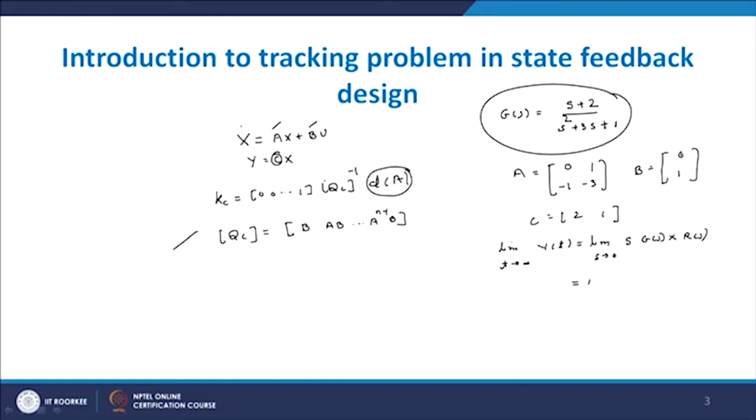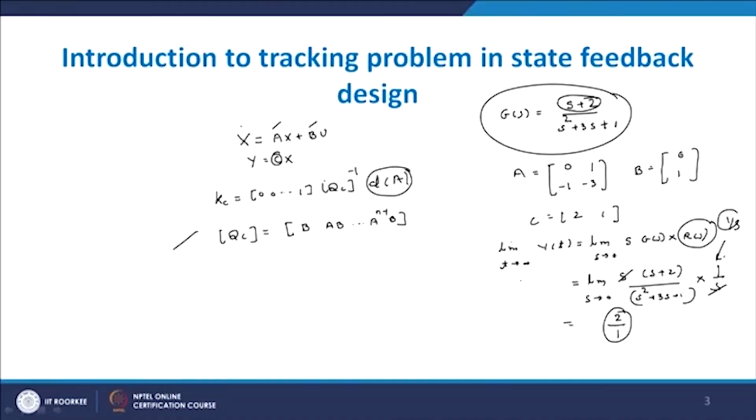Now, here limit s tends to 0 of s G(s) is s plus 2 divided by s square plus 3s plus 1, and for a step input R(s) is 1 by s. So the s and s will cancel, and replacing s by 0 we get 2 by 1. The steady state output for this plant depends upon this, that is 2 by 1, which gives 2.